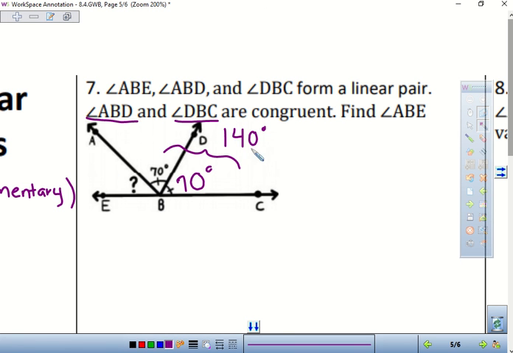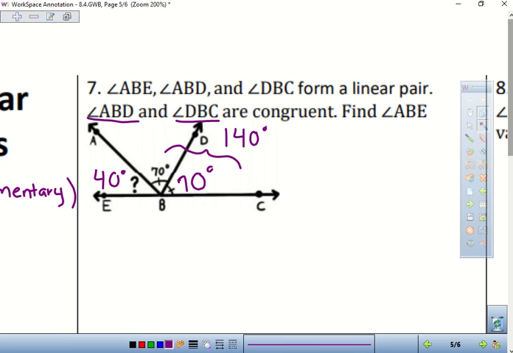You're confusing me. So this whole thing is 140, which means that this has to be 40, because all three of these angles have to add up to 180. Is everybody good with that? How I got that? If it's a straight line, they have to add up to 180. So do I have any questions about 7?